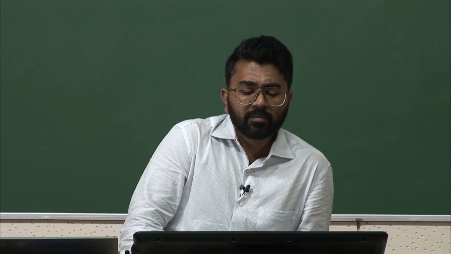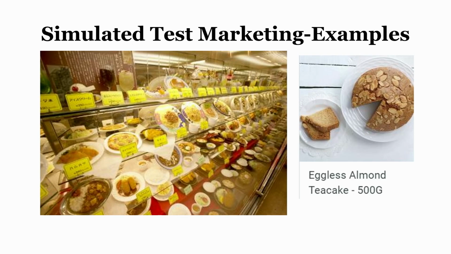This is another example where there is a bakery where they have a lot of different cakes and different kinds of dishes, and they have introduced this new eggless almond tea cake of 500 grams, and they want to look at whether any of the customers who are already coming would be interested in this new cake.